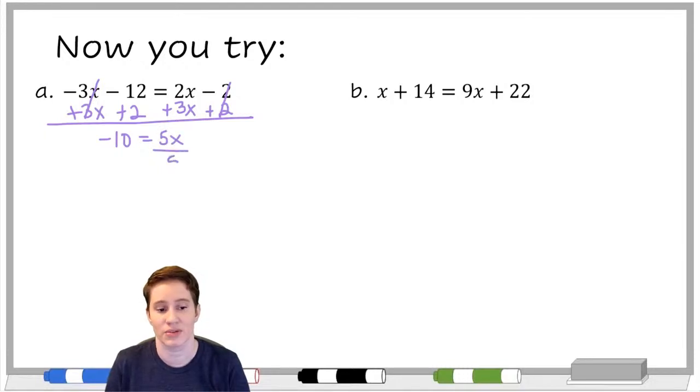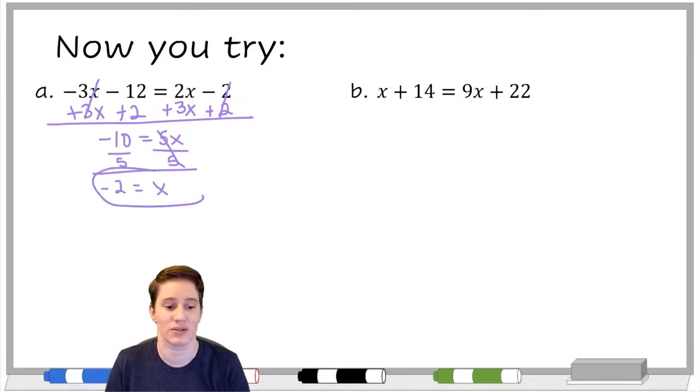So divide both sides by 5, and negative 10 divided by 5 is negative 2, and then we get x by itself. So x equals negative 2. And if that helped you figure out something new, feel free to pause the video and try B if you haven't already. If not, let's just keep going.